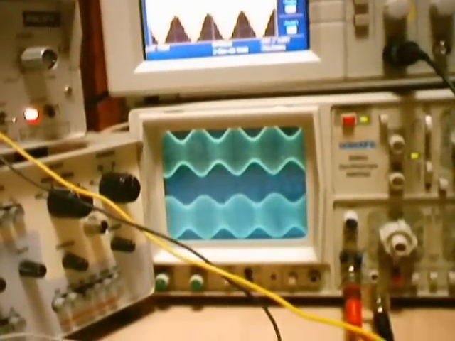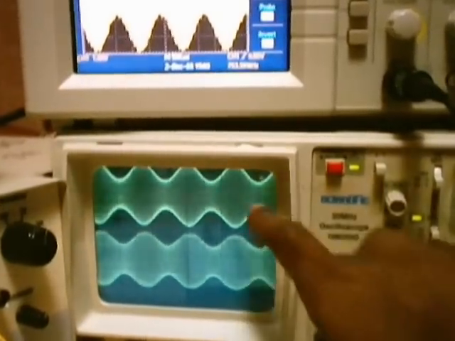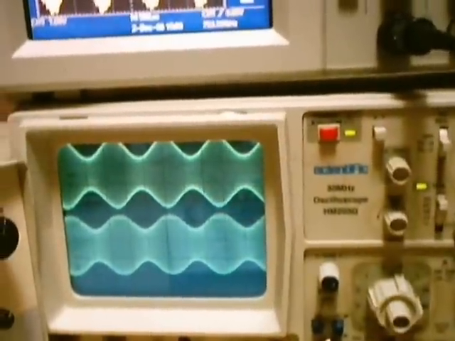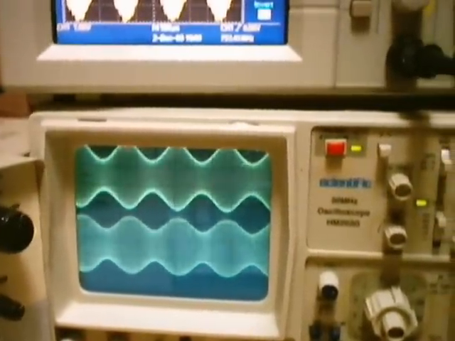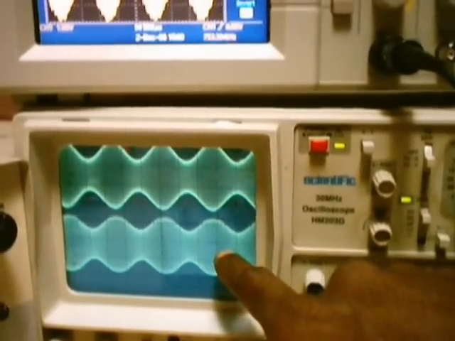Now you can see there's no difference between the input and output waveform. The envelope shape of this and this are 100% the same. So there's no problem in the modulated waveform, the envelope. Now this is the input of your mixer, this is the output of the mixer. Then what is the difference?